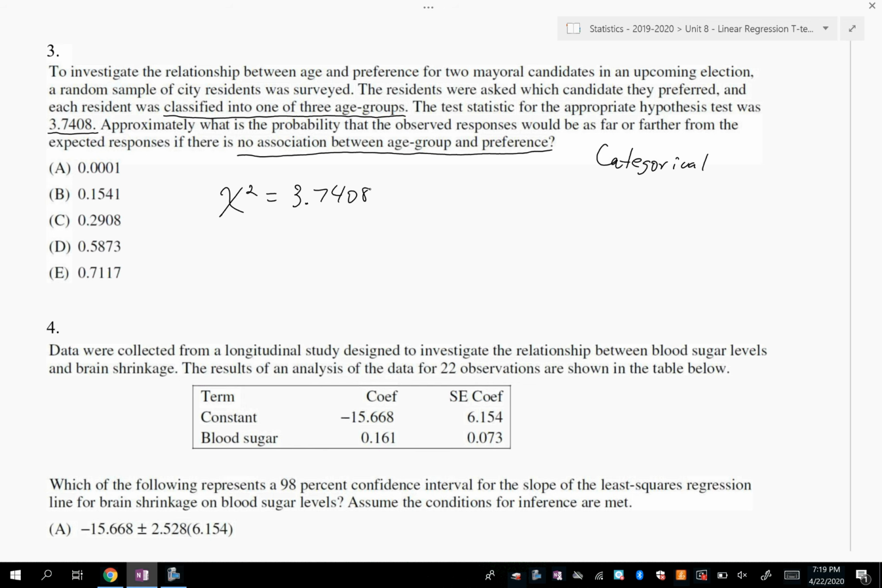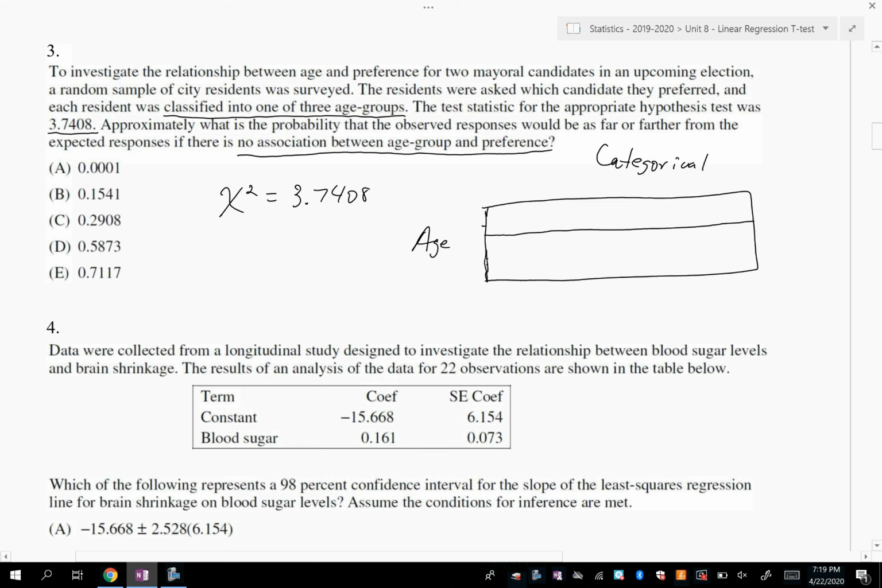So what I did mentally, and I'm going to draw it out for you, is I thought, okay, well, they've got 2 variables here, right? They've got 3 age groups. So I've got age group 1, age group 2, and age group 3. Let me do that again for you. So age group 1, age group 2, and then below it, age group 3, right? So 1, 2, 3. That's 3 rows. And then for the categories, they're picking one of 2 mayors.